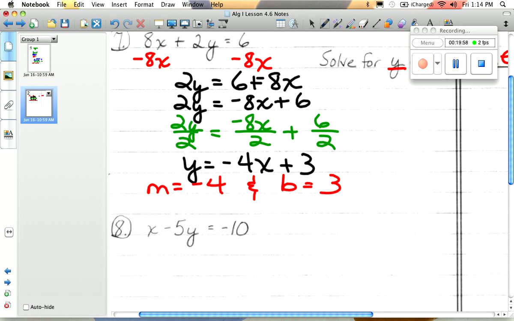So tell me something about the behavior this line is going to do. What's it going to do on the graph? If I said you had to graph this, this is what better happen. It better be falling from left to right, going down from left to right. It better cross the y-axis at 3. It's not going through the origin. It's not a direct variation, is it?